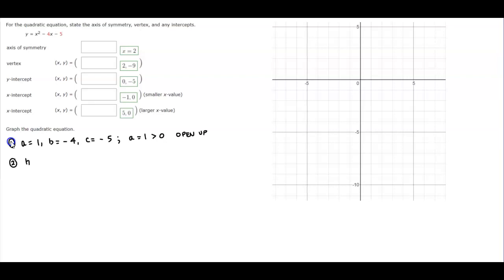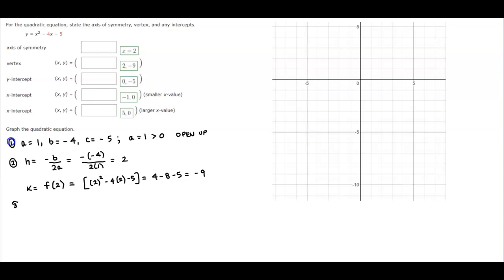Number 2, let's find the coordinates of the vertex. Well, h is equal to -b divided by 2a, which is negative times -4 over 2 times 1. Well, that becomes +4 divided by 2, which gives us 2. And then finding k, we want to find f of 2, where 2 is the input on the function. So we have 2 squared minus 4 times 2 minus 5, which gives us 4 minus 8 minus 5, which gives us -9.